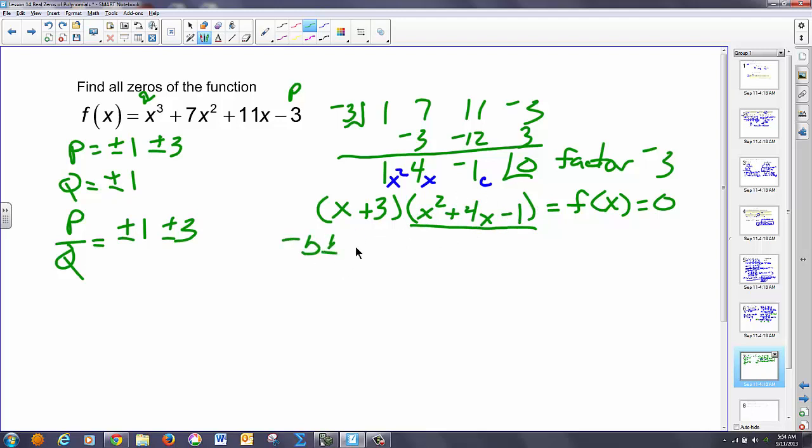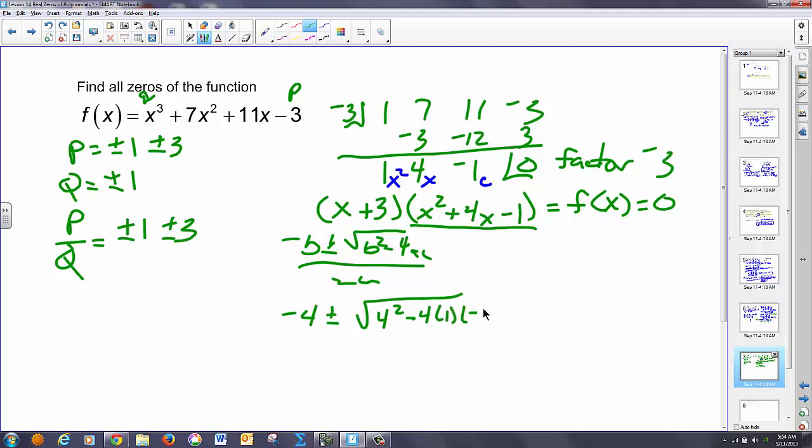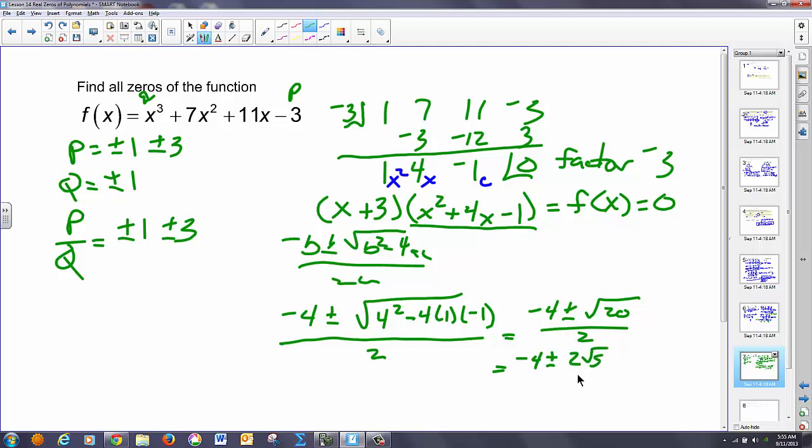Negative b plus or minus square root of b squared minus 4ac over 2a. And we could find those pretty easily just by plugging these numbers in. So I get negative 4 plus or minus square root of 4 squared minus 4 times 1 times negative 1 all over 2. And that's going to end up getting me negative 4 plus or minus the square root of 16 plus 4, which is 20, over 2. This is going to simplify to negative 4 plus or minus 2 root 5 over 2, which again reduces to negative 2 plus or minus root 5.